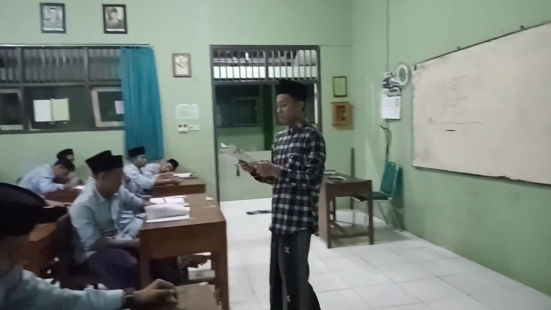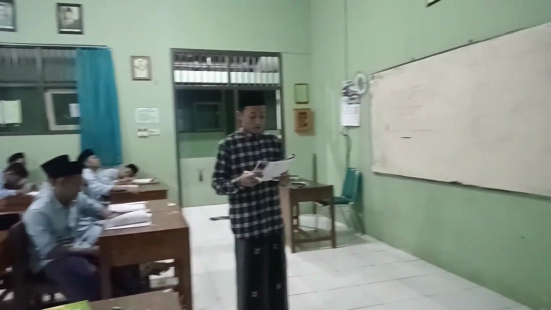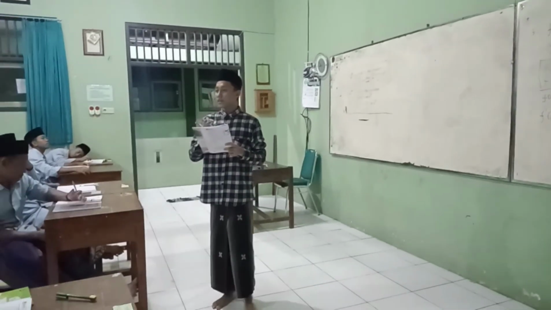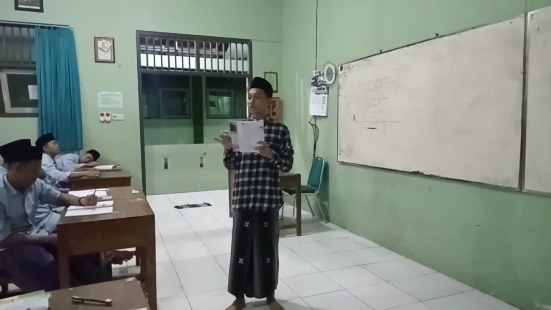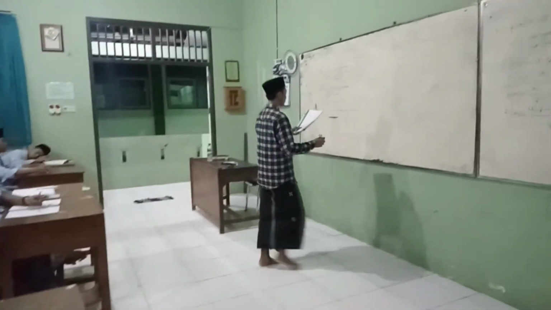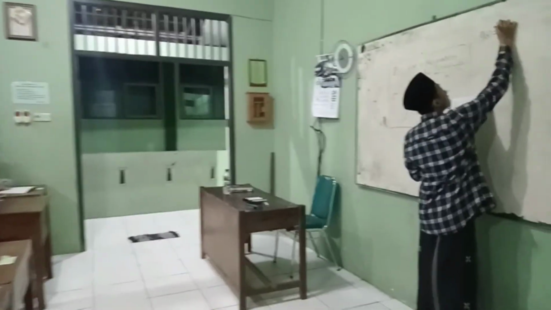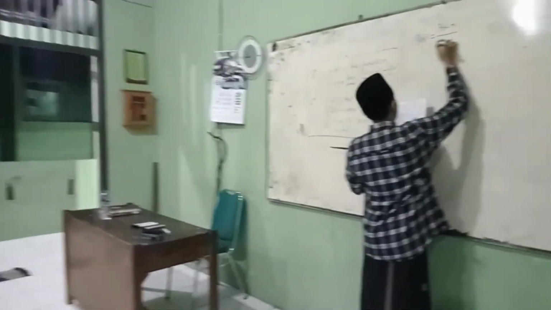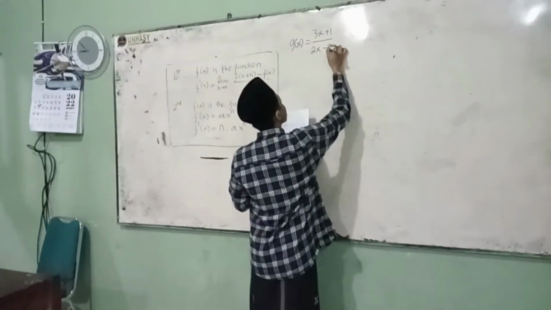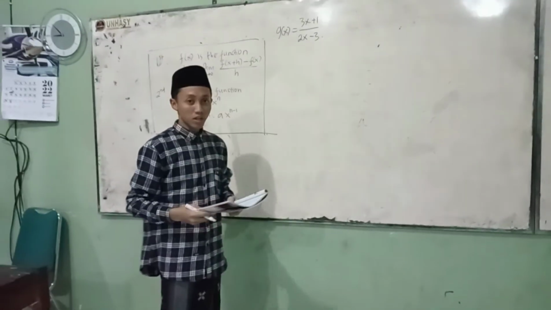The second problem is k of x is equal to 3x plus 1 over 2x minus 3. Okay.